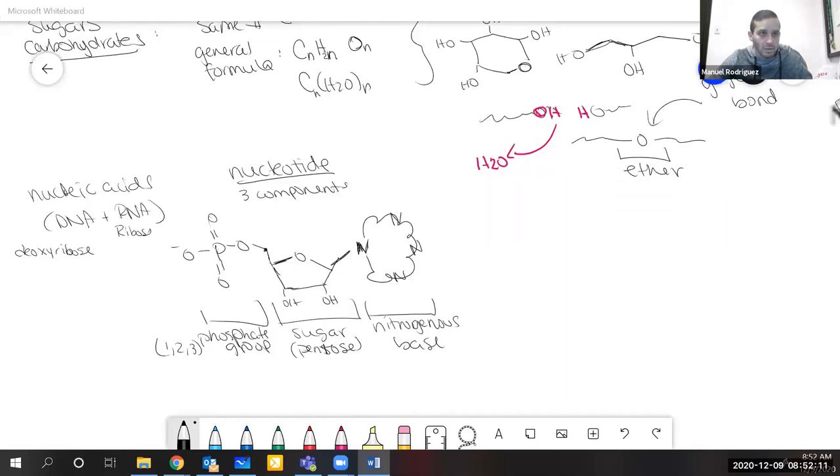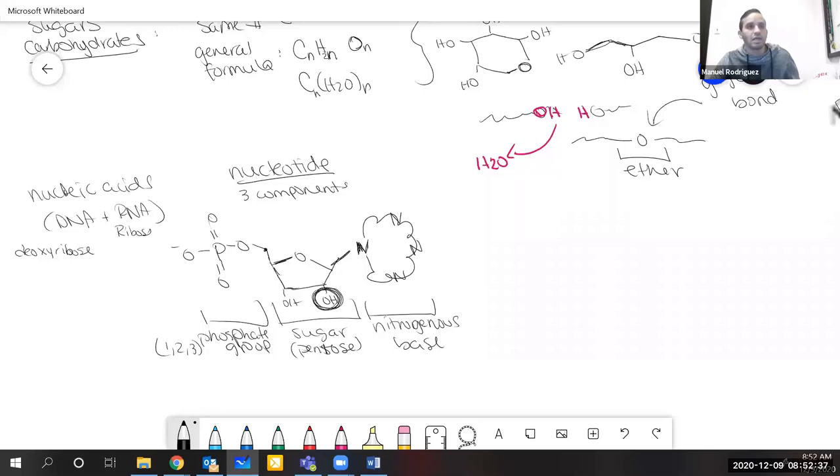So this oxygen here is present in RNA, but it's not present in DNA. So the deoxy means missing the oxygen. So it's missing that oxygen here. So if you want to recognize DNA or RNA, you just need to look at the sugar and look here to see whether there's an oxygen there or not.